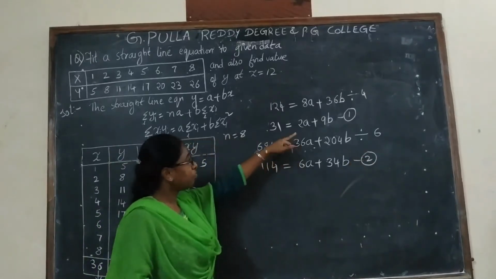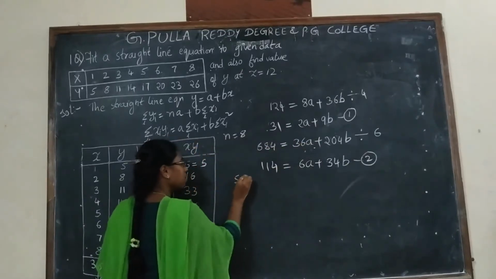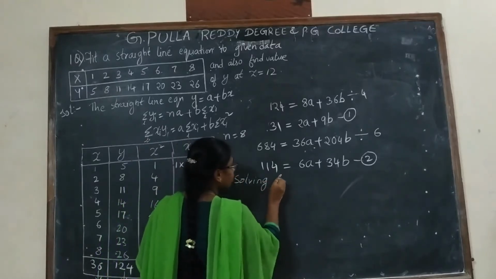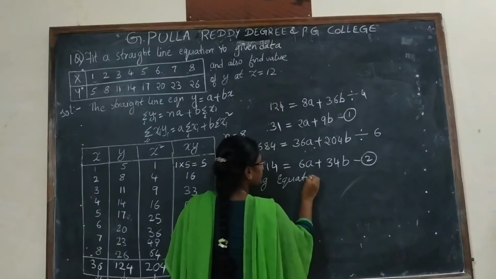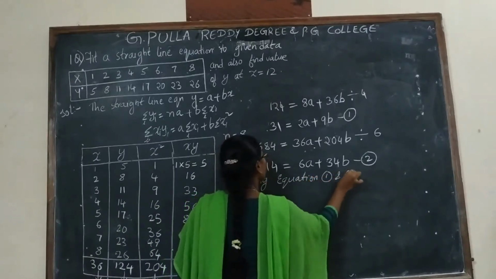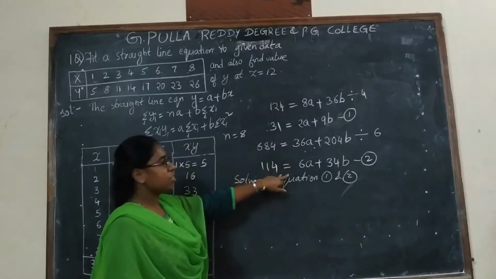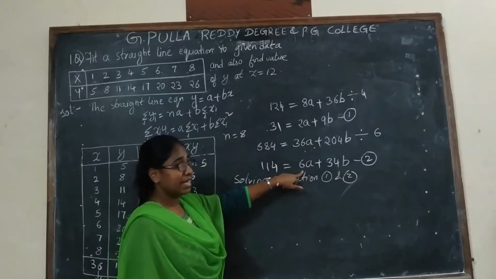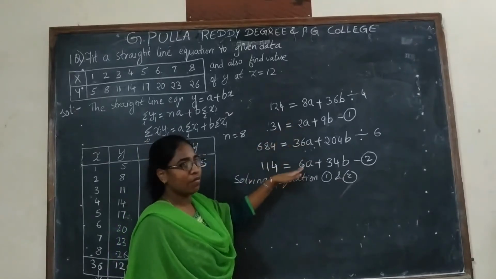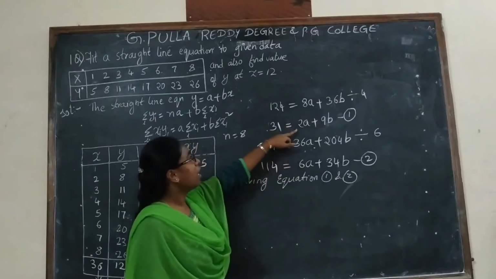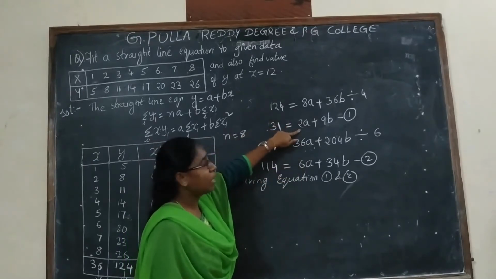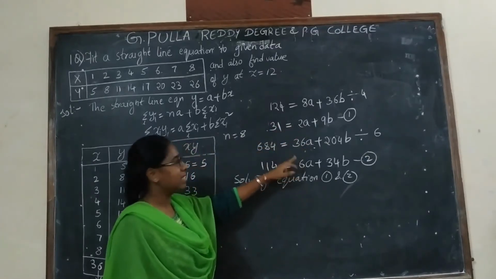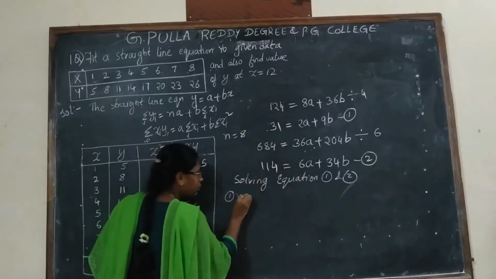Now we have to solve these two equations. For solving these two equations, here the coefficient of a is 2, and here the coefficient of a is 6. I can cancel these two terms only when both the coefficients are equal. For that, I am multiplying equation 1 with 3. If I multiply 2 into 3, I will get 6a. So that 6a and 6a can be cancelled.